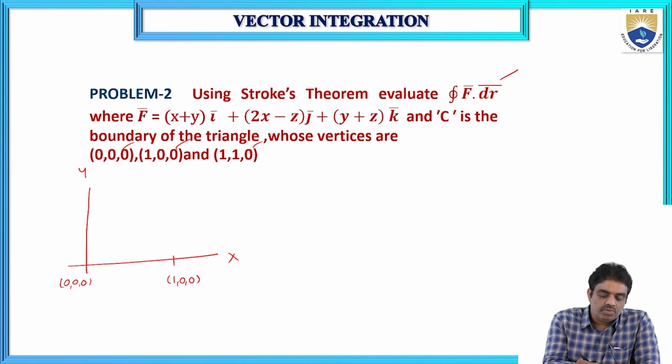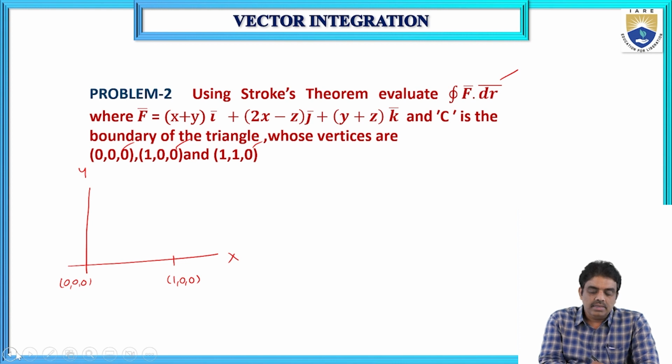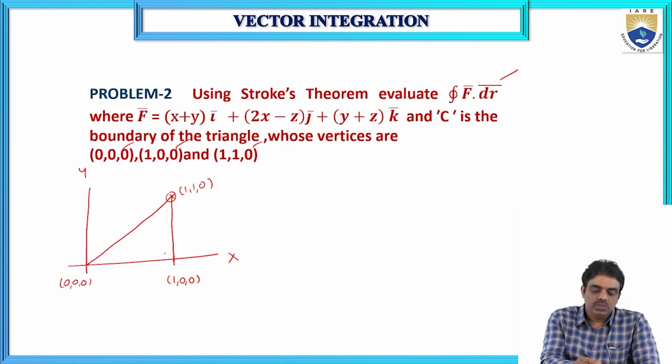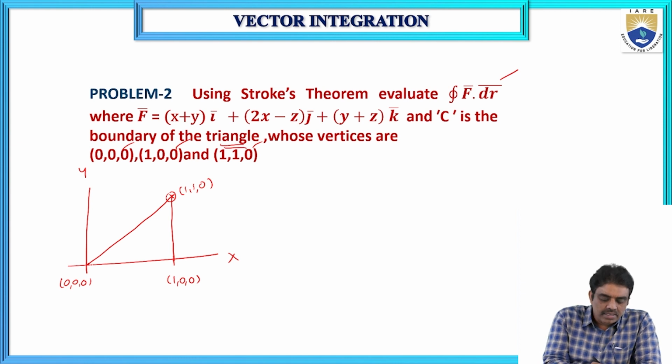(1, 1, 0). What is (1, 1, 0)? It is x = 1, y = 1. So where is it? (1, 1, 0), where x is 1 and y is 1. This is 1 and you can write it as (1, 1, 0). Now this will be like this. So this is a triangle, already given that. So this is the curve given.